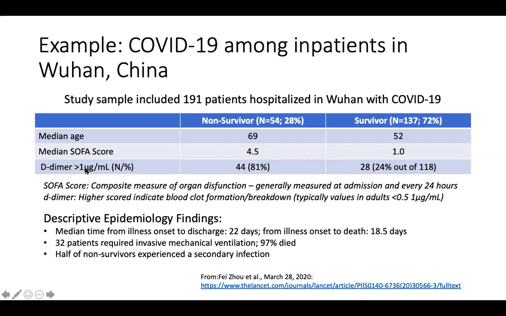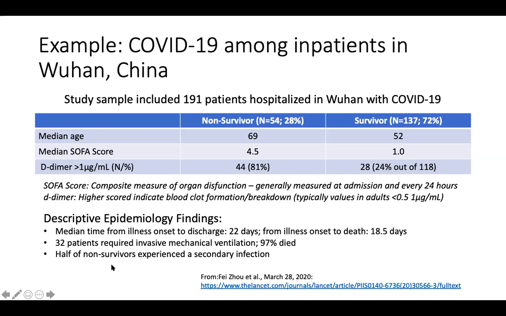And then this D dimer greater than 1, that's a blood marker indicating that you have had a blood clot. It doesn't tell you where the blood clot is. It just says that somewhere in your body there was likely the presence of a blood clot. We see again that among those who died, 81% had a D dimer greater than 1 relative to 24% of the control group, or those who didn't die. We didn't have that information for a bunch, which is why it's 24% out of 118, a different denominator.